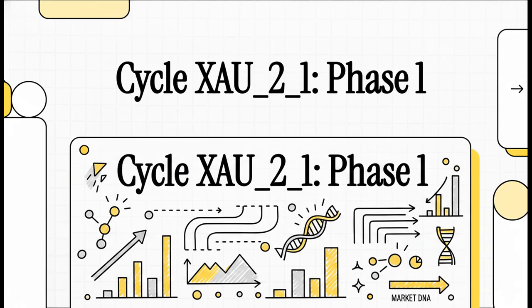All right, let's dive right into this clinical explainer. Today, we're documenting the Phase 1 entry for market DNA cycle XAU_2_1. We have a highly structured data set in front of us, and we're going to move directly through the visible parameters of this specific cycle.